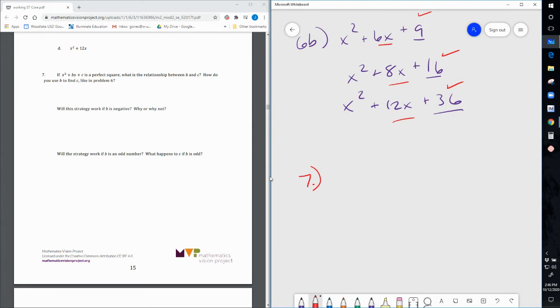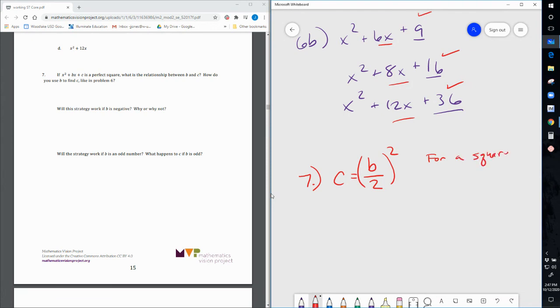So number 7 says, what's the relationship between b and c? A lot of students don't figure out exactly what it is. It's actually pretty rare a student figures out the rule, and maybe they'll do it a little bit differently. But the rule is, if you know your b value, so you want to solve for your c value, you take your b value, you divide it by 2, or in other words, you cut it in half, and you square it. So this is for a perfect square.